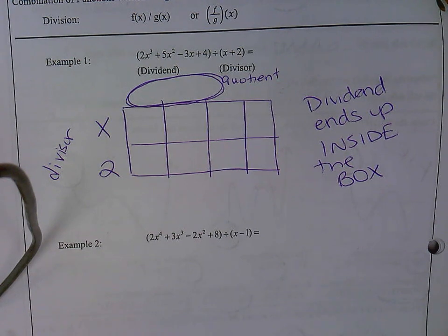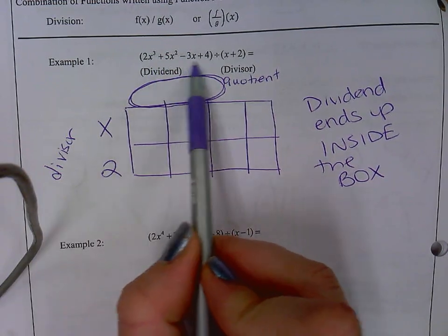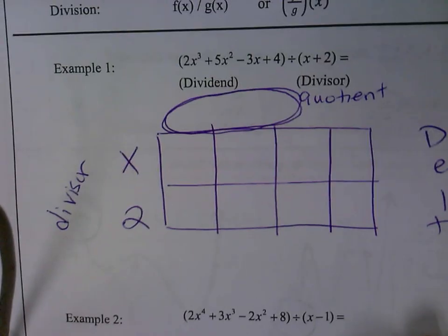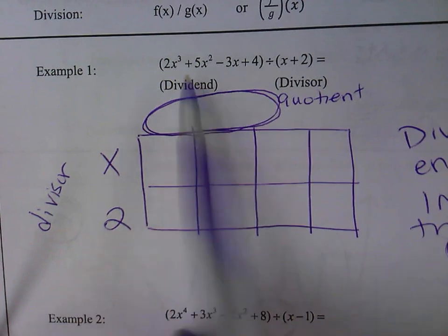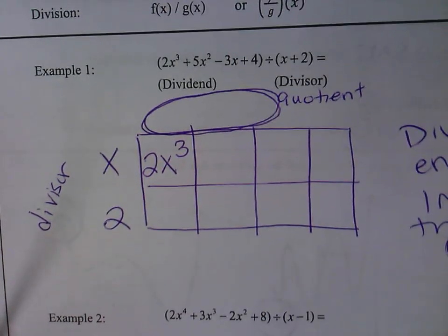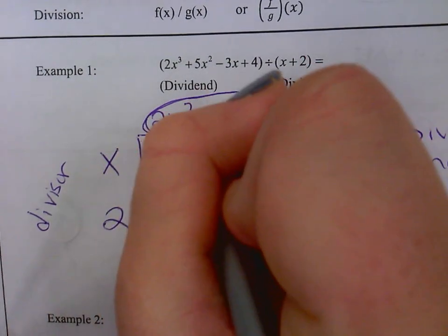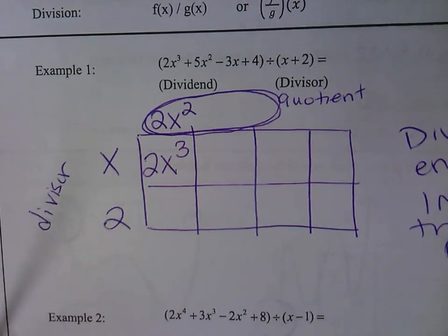All right, so your first step is you make sure that your dividend is in standard form. You don't want to be using a scrambled up dividend. So my dividend is in standard form. I'm going to put the first term of the dividend inside the box. What number has to go on top here so that when I multiply these two together, I get 2x cubed inside the box? It has to be 2x squared. So you find the first term of your quotient. Your first term of your quotient is 2x squared.